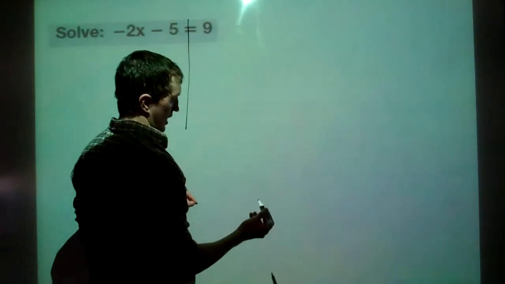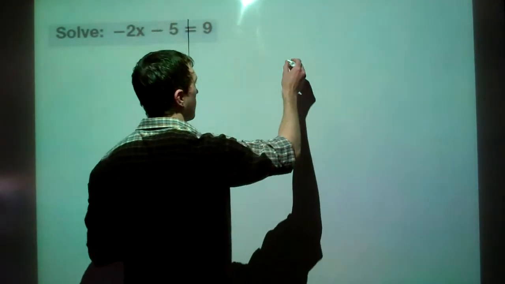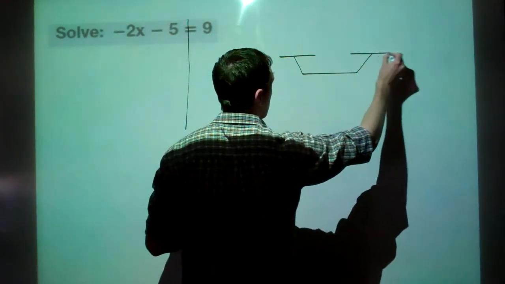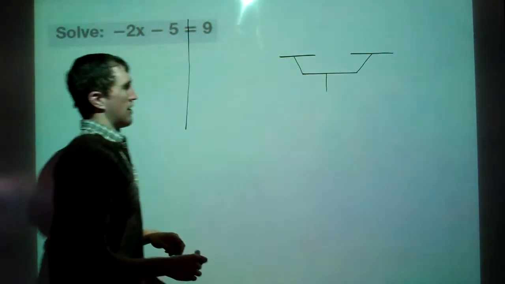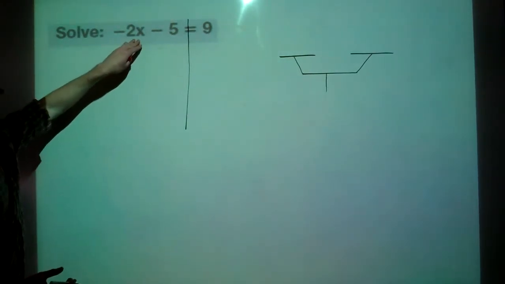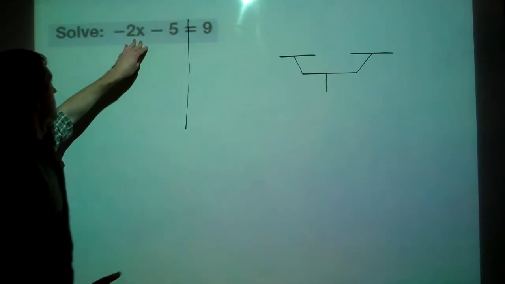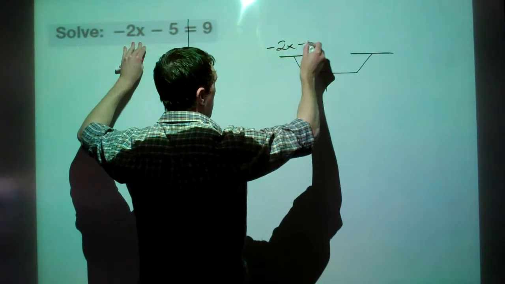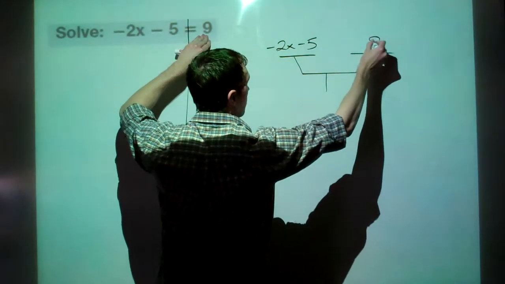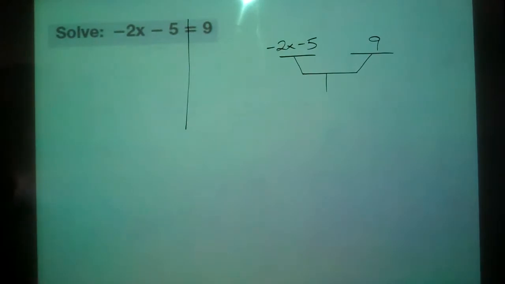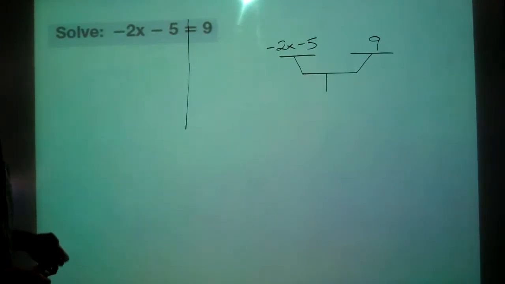Alright? And think of a scale, like in science. You'd have a scale and it's balanced. Well, right now, this equation is in balance. Negative 2x minus 5 and 9. Alright? They are balanced with each other. Both sides are in equal balance.